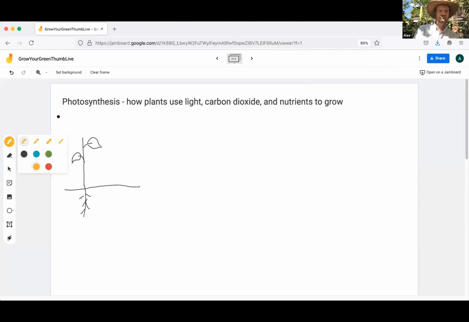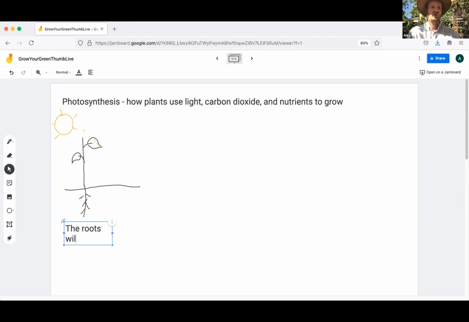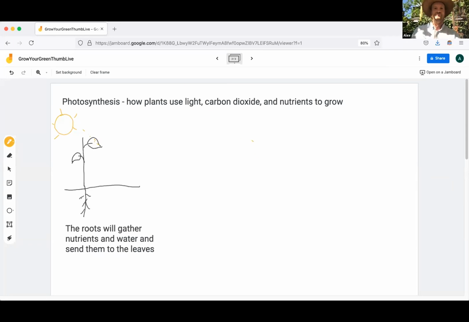And then we'll change to yellow, so we could draw a sun. And of course the sun's rays hit a leaf, like so. This is going to be the source of light energy that the plant will use. The roots will gather nutrients and water and send them to the leaves. So we have things like water molecules here and nutrients.